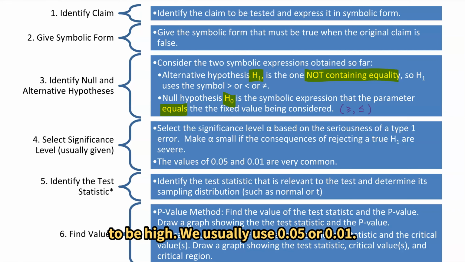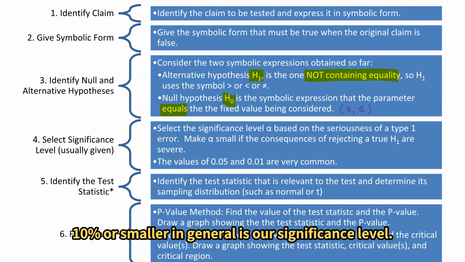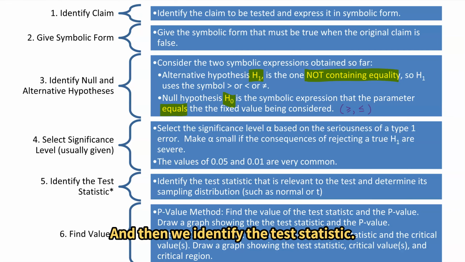We usually use 0.05 or 0.01. Sometimes we've seen 10%. So we want to pick something small. 10% or smaller in general is our significance level. And then we identify the test statistic. So we choose which test we're doing based on which parameter we're testing and what we're given or what we have. And then we can calculate our test statistic. We'll see some formulas in just a minute.